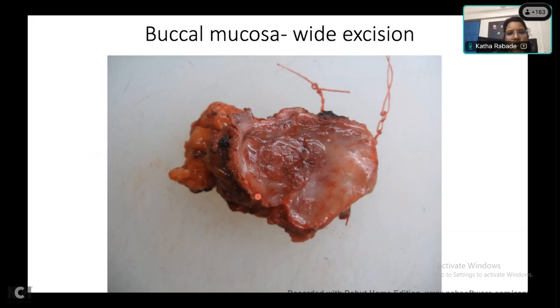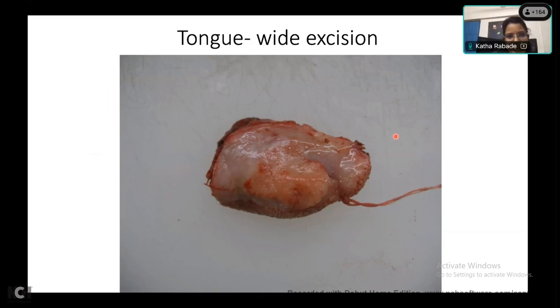So this is a photograph of a buccal mucosa wide excision specimen. You can see this mucosal irregularity on the surface of the buccal mucosa, and the specimen is oriented with two threads. Another example is a wide excision of tongue specimen, where the tumor is located on the lateral border of the tongue. The specimen is oriented by a single thread which is anterior, and the mucosa adjacent to it.